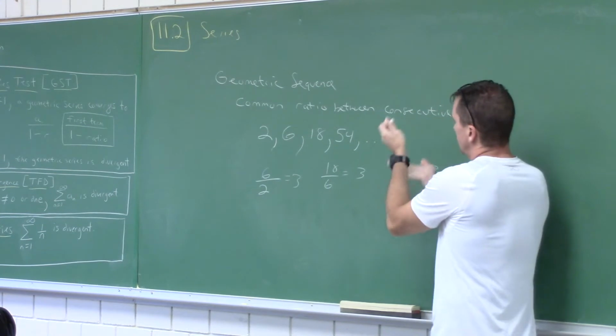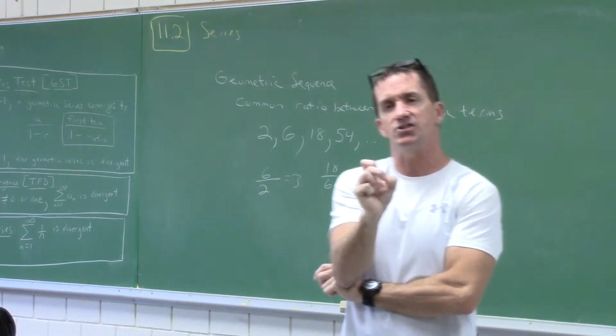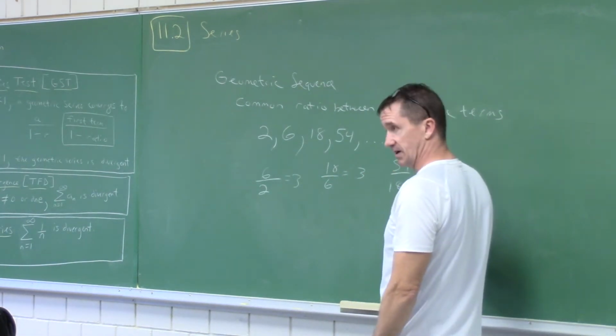So for your notes, that's a geometric sequence right there. There's a common ratio between terms. What is the common ratio? The common ratio is 3.